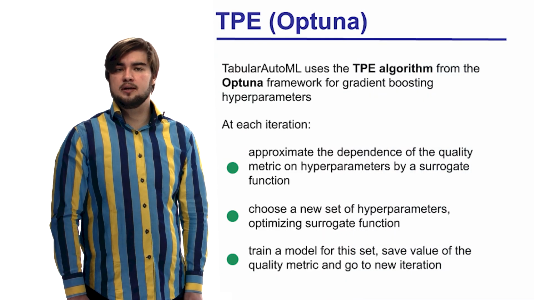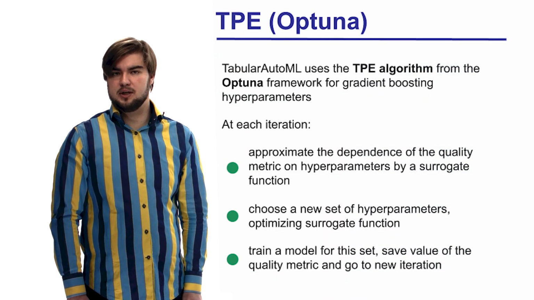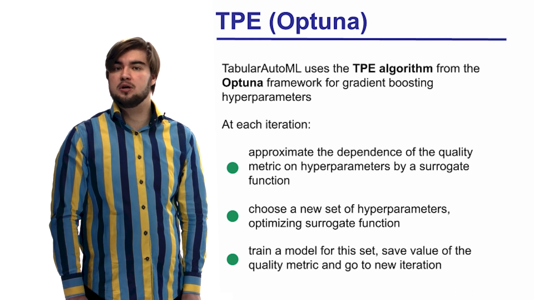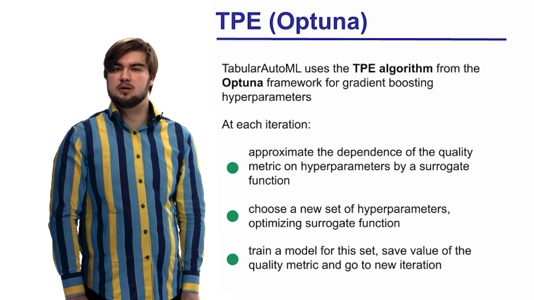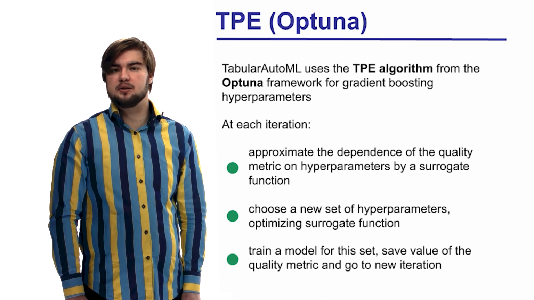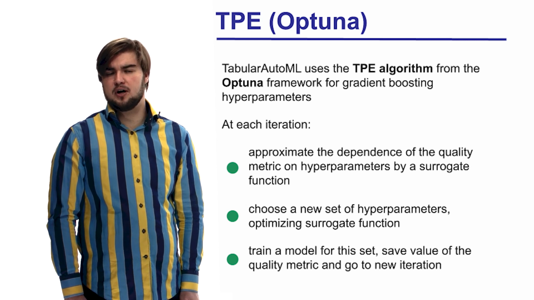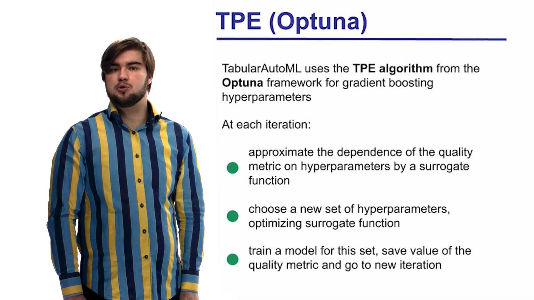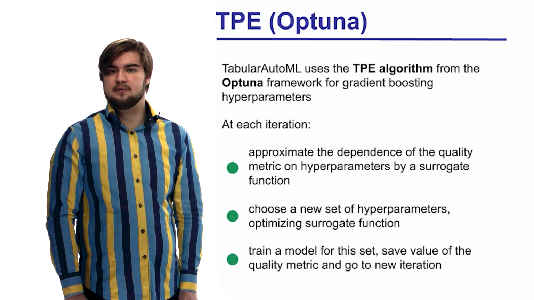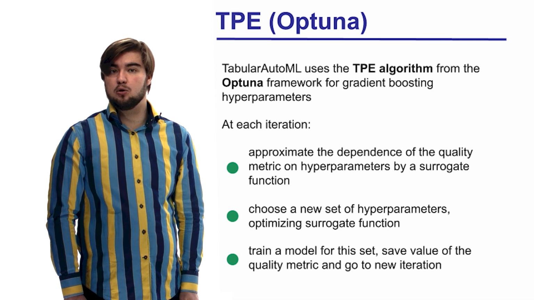Tabular AutoML uses the tree-structured Parzen estimator, or TPE, algorithm from the Optuna framework for gradient boosting hyperparameters. At each iteration of the algorithm, we approximate the dependence of our quality metric on hyperparameters by some surrogate function. Then, we choose a new set of hyperparameters, optimizing the surrogate function. Next, we train a model for this set, save the value of the quality metric, and go to a new iteration.